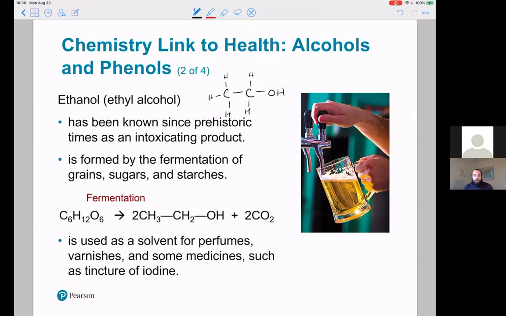It's produced by the fermentation of sugars. We'll talk a little bit more about that when we get to biochemistry, but basically bacteria, and yeast in particular is what we use when we ferment beer, has the ability to convert sugar. They basically eat sugar and poop out ethanol as well as CO2. And that's what leads to a carbonated alcoholic beverage.